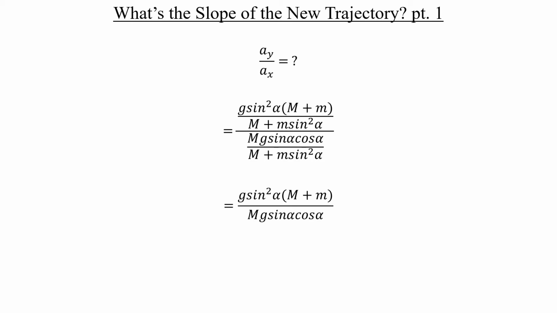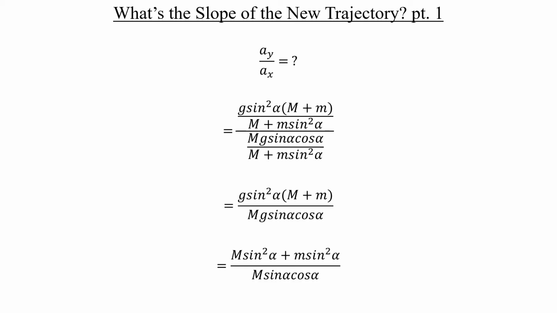Next, I'm going to do 2 steps in one, since they're pretty simple. Notice that we have a g in the numerator and the denominator, so those can be eliminated. Let's also distribute this sine squared alpha coefficient to both mass terms inside the parentheses, like that.